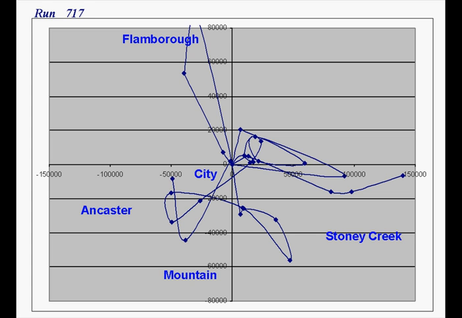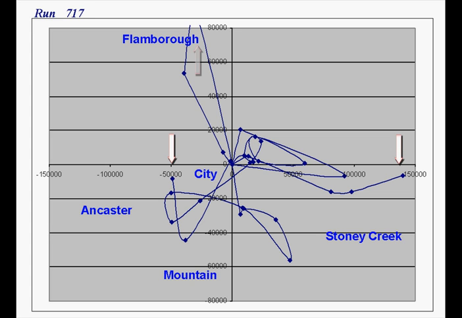Here you see that we have the city laid out as Flamborough at the top, the mountain of Hamilton at the bottom, Ancaster to the west, and Stony Creek to the east. And the city center, which is St. Joseph's Hospital, is at the zero origin of the graph. This particular graph starts downtown, this particular bus run, and ends in Stony Creek.